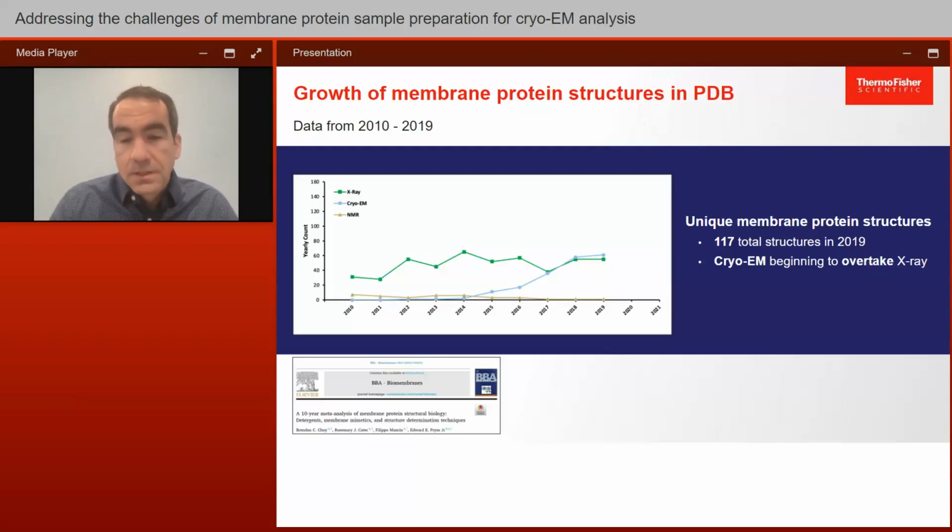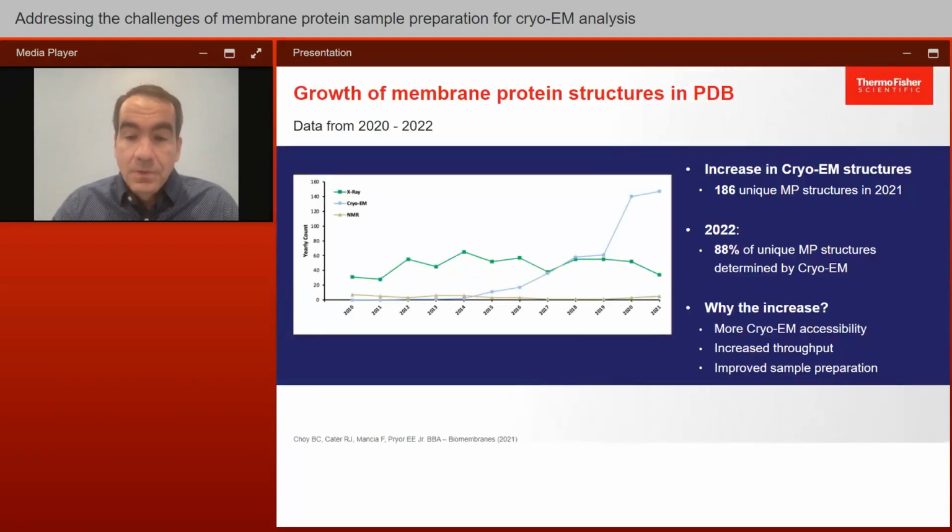In 2019, you can see by this chart, was the first year where the number of membrane protein structures determined by cryo-EM eclipsed the number of protein structures determined by X-ray crystallography. What's really exciting to show is that in the years that follow, in 2020 and 2021, this number has significantly increased. As you can see, if we add the last 2 years of data to this graph, the majority of unique membrane protein structures determined by cryo-EM significantly eclipses the number determined by X-ray crystallography.